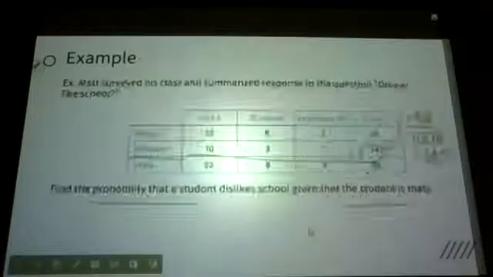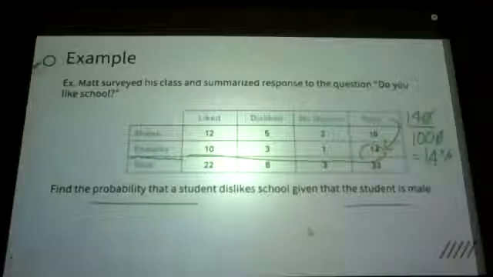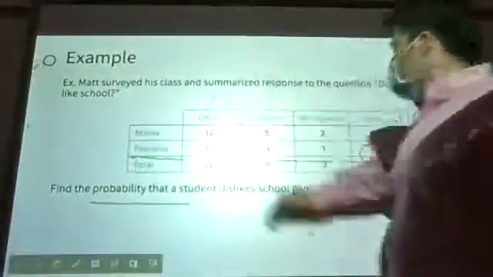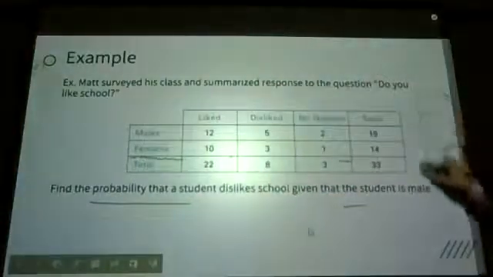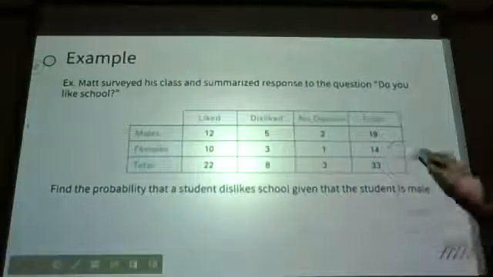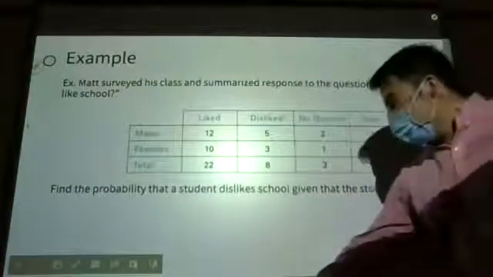We can do another one. So we have a student. Matt is surveying students in the class, and he's summarizing from the question, "Do you like school?" Find the probability that a student dislikes school, given that the student is a male.